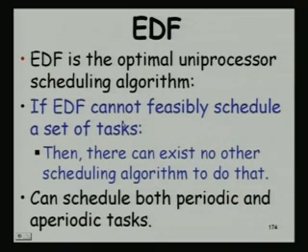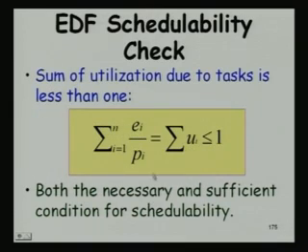So, this is the optimal algorithm. If it cannot schedule some tasks, then it is no use trying out other schedulers. If something is not schedulable by EDF, because it is the optimal algorithm, other algorithms cannot run it. It handles both periodic and aperiodic tasks, and given a set of tasks, the check for schedulability here is that sigma ei by pi is less than 1.